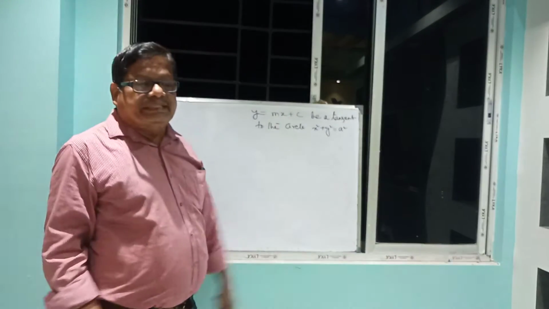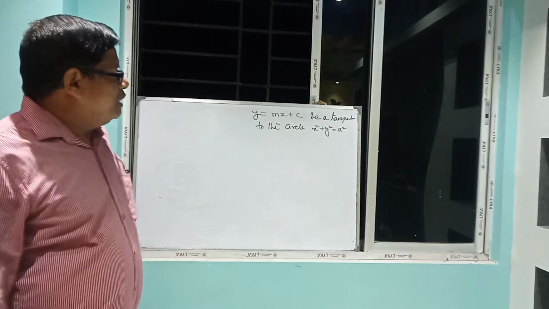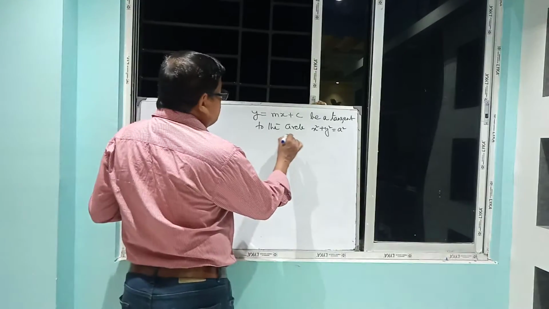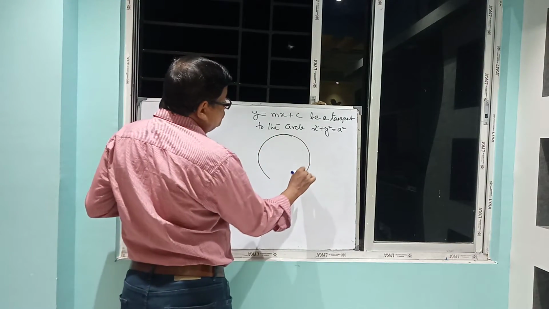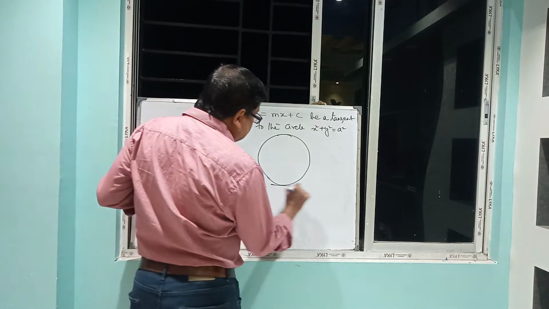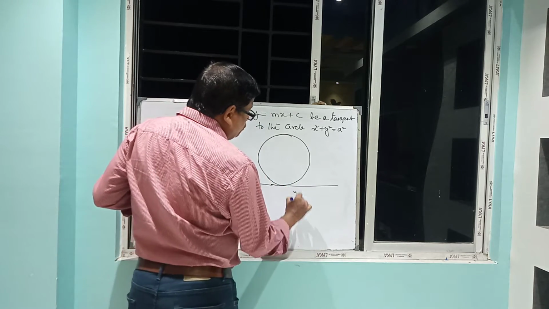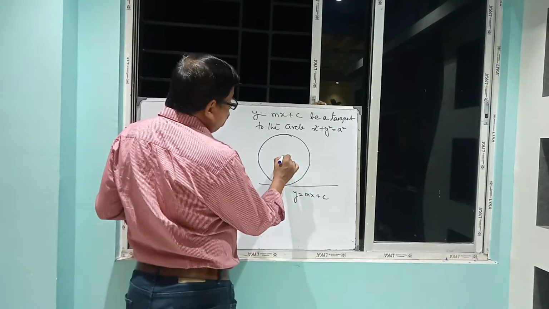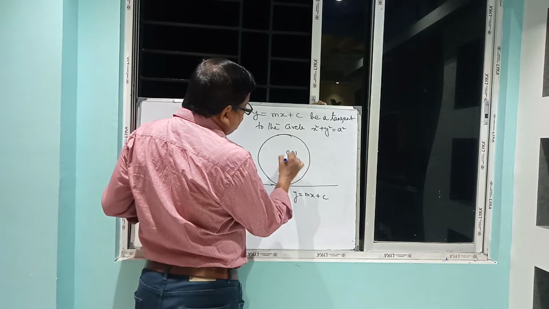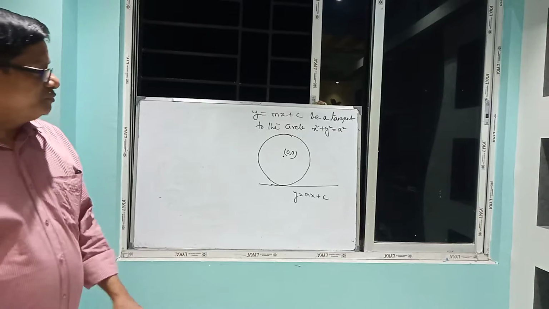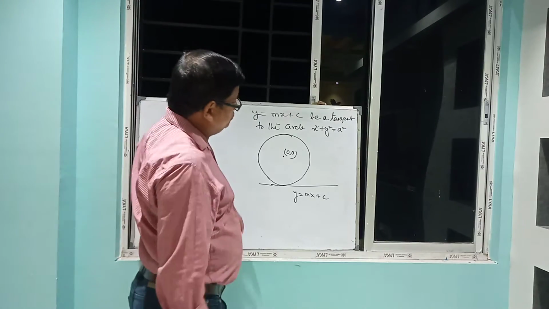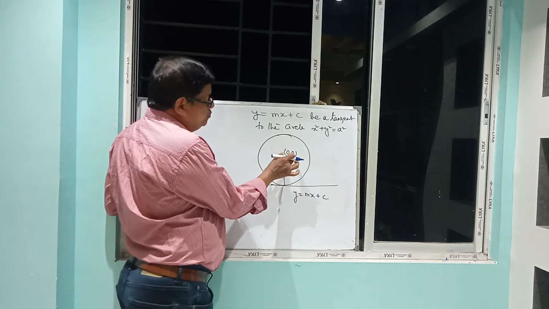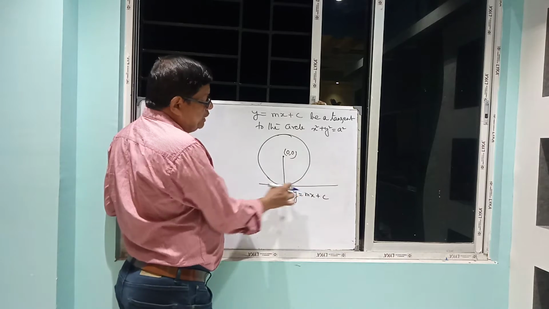Obviously, look here, center is 0 0 and radius a. So we draw the circle here. So this is the tangent, y equal to mx plus c. Center is 0 0. Now this is the radius. So we need the distance from the origin 0 0 to the line.